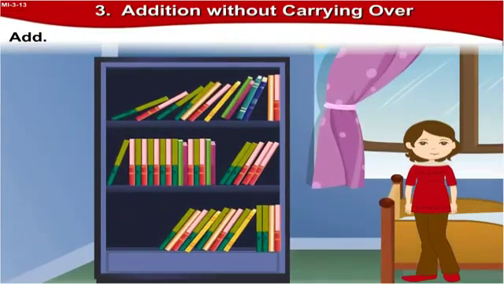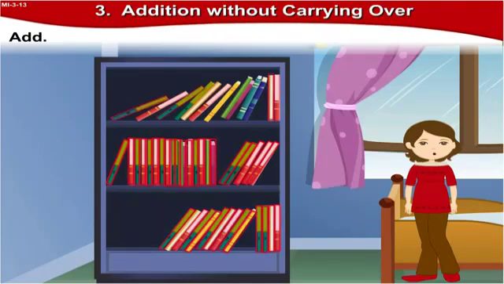In the cupboard, there are 3 songbooks, 21 storybooks, and 14 picture books. How many books are there in the cupboard altogether? Well, there are 21 storybooks, 14 picture books, and 3 songbooks. In order to find the total number of books, we need to add 21 storybooks, 14 picture books, and 3 songbooks.